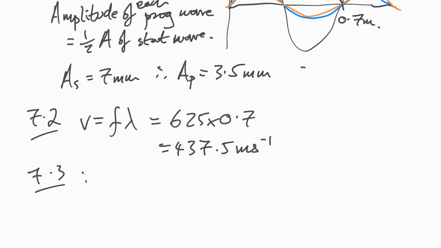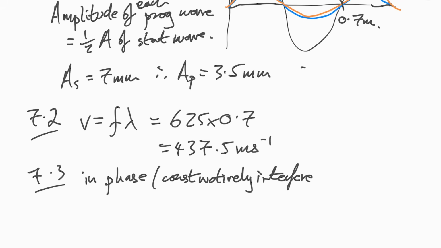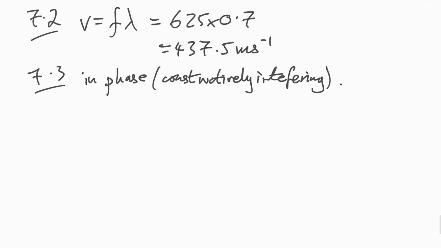7.3. Determine the phase relationship between the two waves when t equals 0. Oh, they're in phase. Because they're constructively interfering, then they must be in phase. That's the whole point. Oh, I cannot spell today. Interfering. There we go. It's the easiest waves question of all time so far.